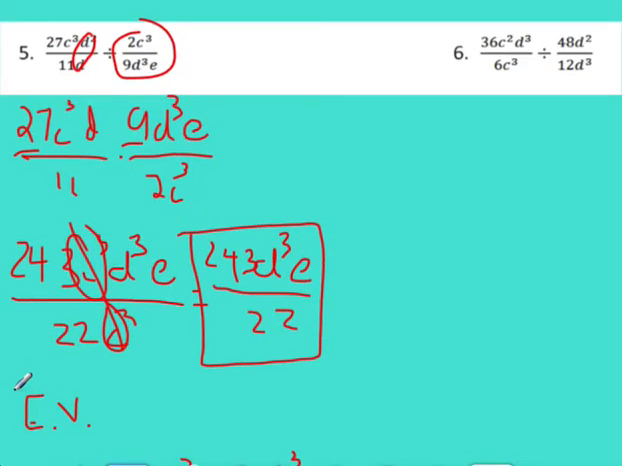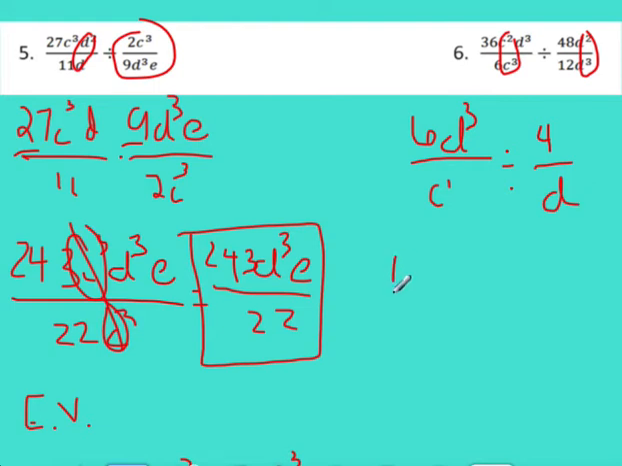So then we have 36 divided by 6, and that's going to give us 6. Divided by C squared divided by C cubed over here, that's going to leave us with C to the first, and that's going to be on the bottom, and then we have D cubed left on top. Now I'm going to leave this as division so we can simplify that second fraction. 48 divided by 12 is going to give me 4, so I'm going to have 4 up top, and then D squared divided by D cubed, that's going to leave me with D to the first on the bottom.